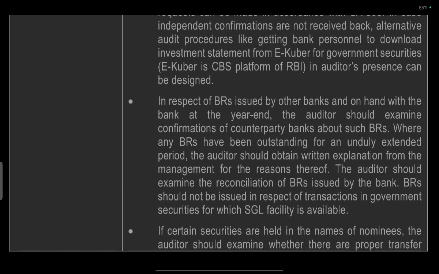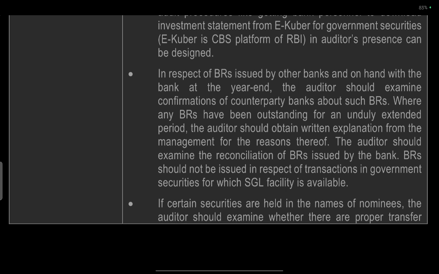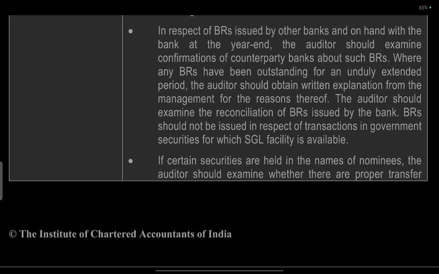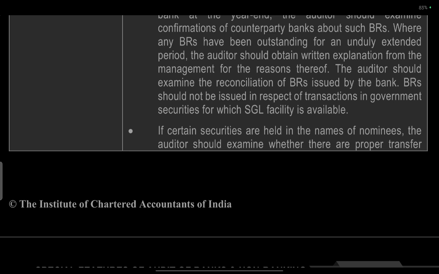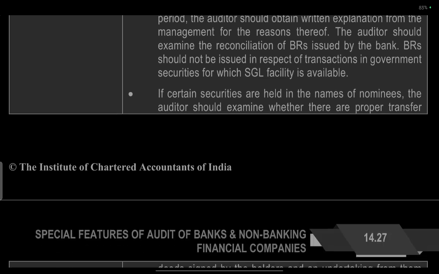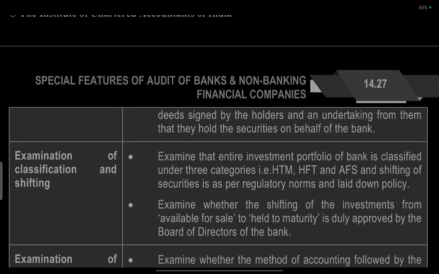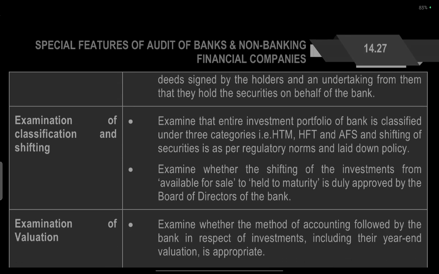In respect of BRs issued by other banks and in hand with the bank at year end, the auditor should examine confirmation from the counterparty bank with the BR. Where a BR has been outstanding for an unduly extended period, the auditor should obtain a complete explanation from the management for the reason. The auditor should examine the reconciliation of BRs issued by the bank. BRs should not be issued in respect of transactions in government securities in which SGL facilities are available. For certain securities held in the name of nominees, the auditor should examine whether there is a proper transfer deed signed by the holders, in cases where securities are held by the company.